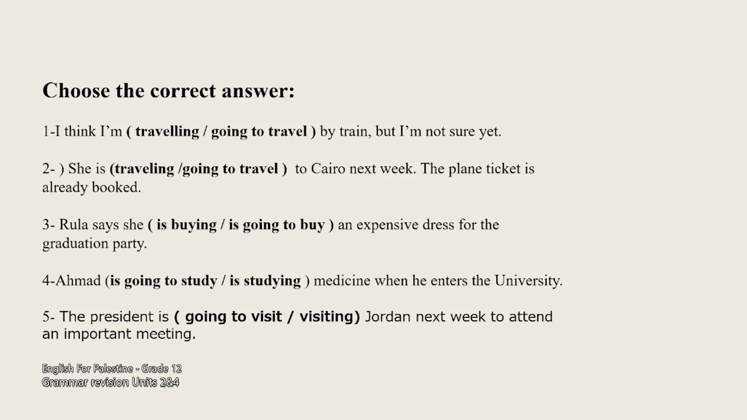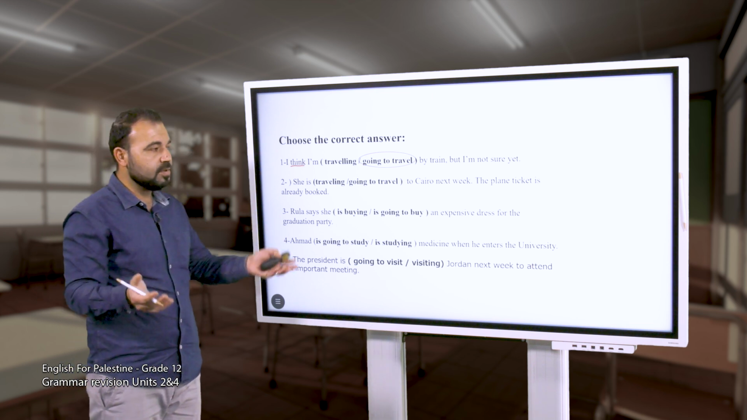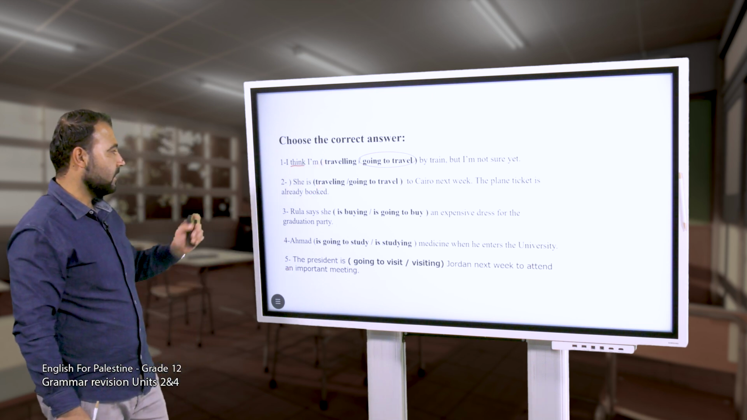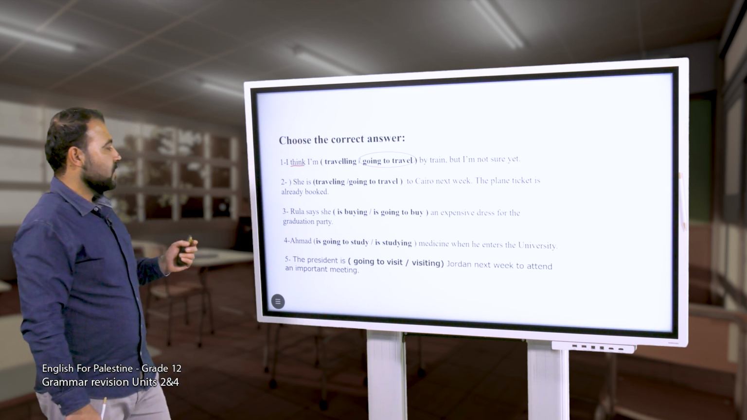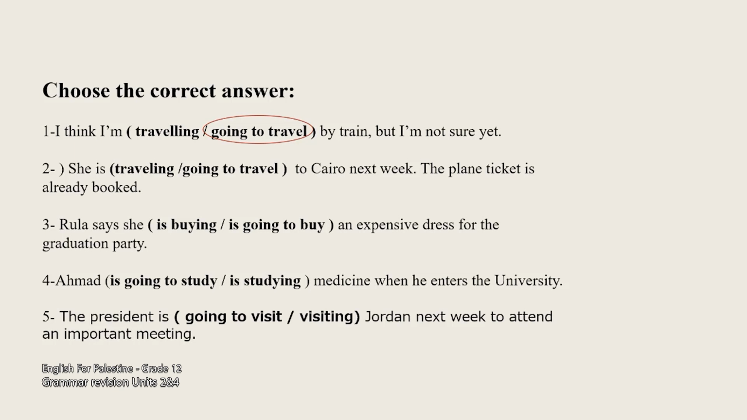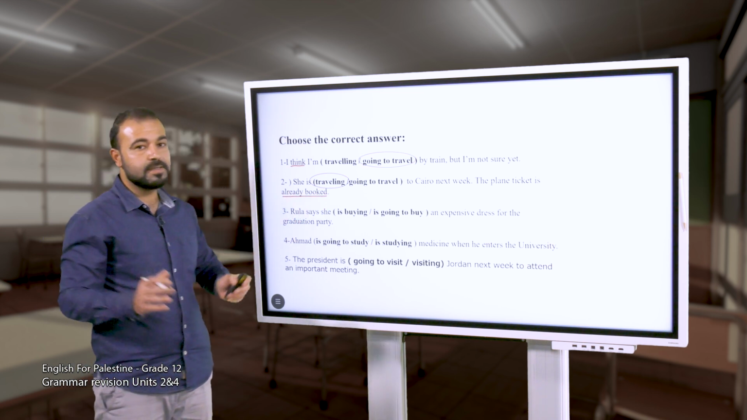The correct answer is I am going to travel, because it's an intention or something I intend to do, but I am not sure. The word think here is important. Sentence number 2. She is traveling or going to travel to Cairo next week. The plane ticket is already booked. What do you think? She is traveling because she has arranged and she has booked the tickets and everything is planned.